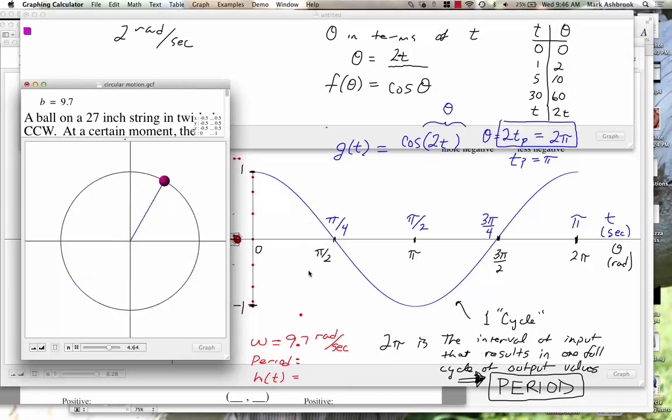Oh, and before that, you need to write theta in terms of t. So first write theta in terms of t, determine the period, write h of t, if omega is 9.7 radians per second.